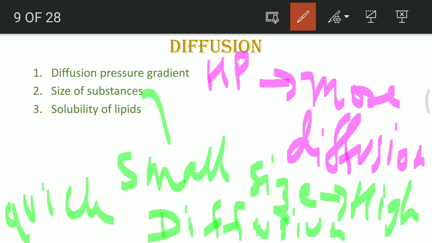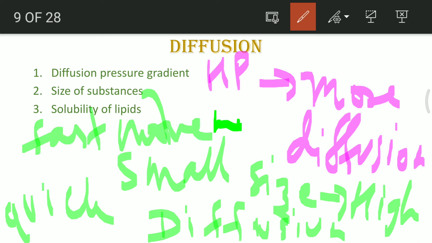So always remember solubility of lipids. When it states that, it means that if a substance is soluble in lipid, then it will be moving much faster. Fast movement, if it is soluble in lipid.